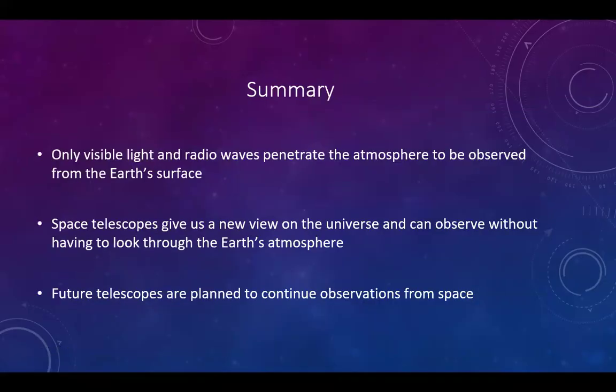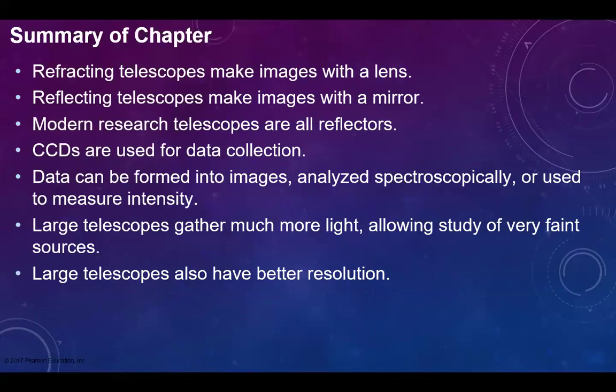So only visible light and radio waves can penetrate the atmosphere to be observed from the Earth's surface. Space telescopes give us a new view on the universe because we can observe without having to look through the Earth's atmosphere, and future telescopes are planned to continue observing from space. So here's just a summary. Refracting telescopes make images with a lens. You can read this on your own time.